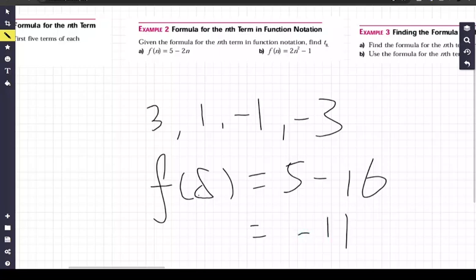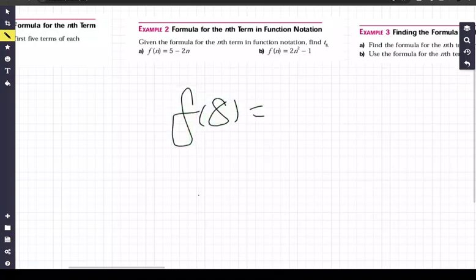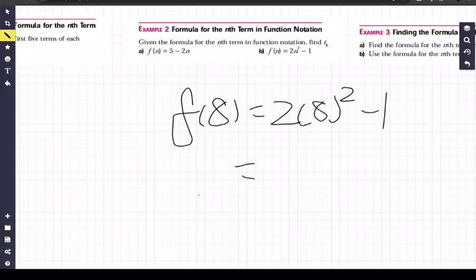Essentially, we use the formula they gave us to find a specific term. It should be pretty straightforward. Let's do the quadratic one. F of 8 equals 2 times 8 squared minus 1. 8 squared is 64. 2 times 64 is 128, minus 1 is 127. Very easy, very straightforward. We're done that. Let's move on to question number 3.